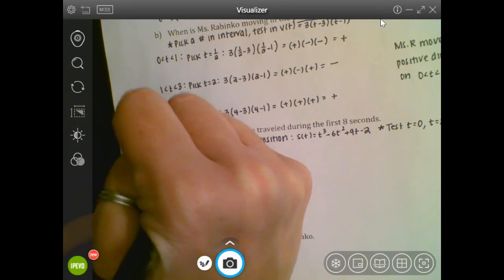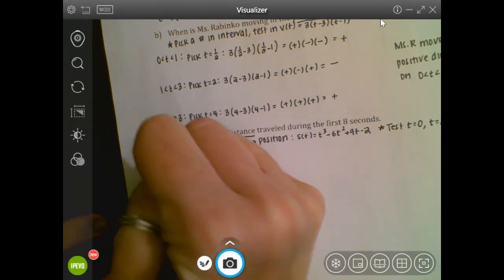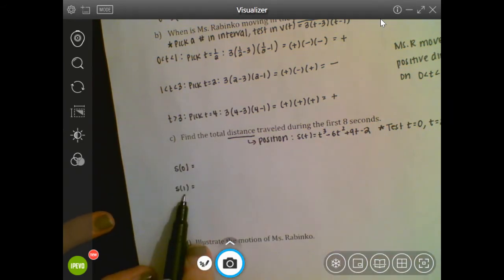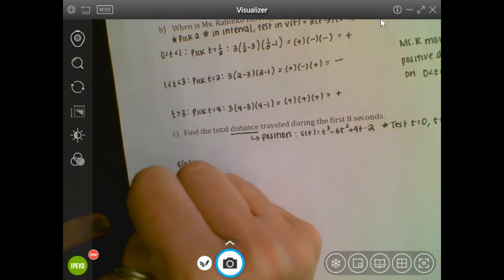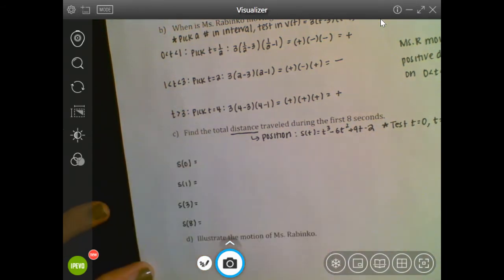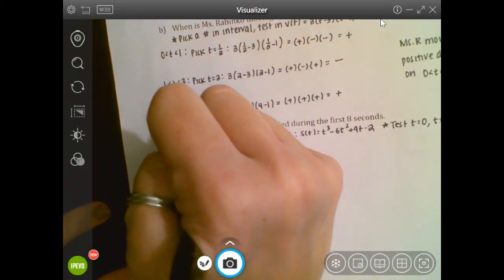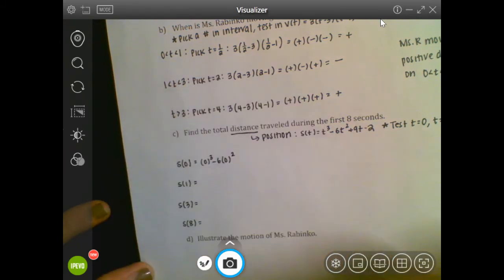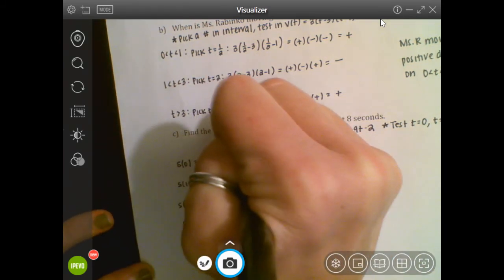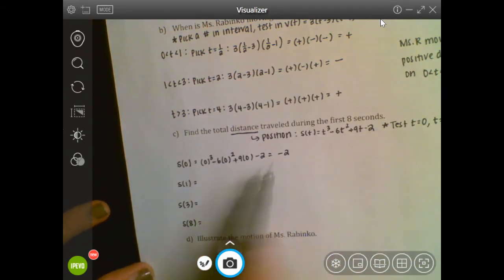So what I need to do is set up, well, what is the position at the time of 0? What is the position at the time of 1? I'm just going to go in numerical order here. What is the position at the time of 3? And then what is the position at the time of 8? And I'm just going to take this number and plug into my position function. So 0 to the third power minus 6 times 0 squared plus 9 times 0 minus 2. And that's going to give me an initial position, or my starting position, of negative 2.